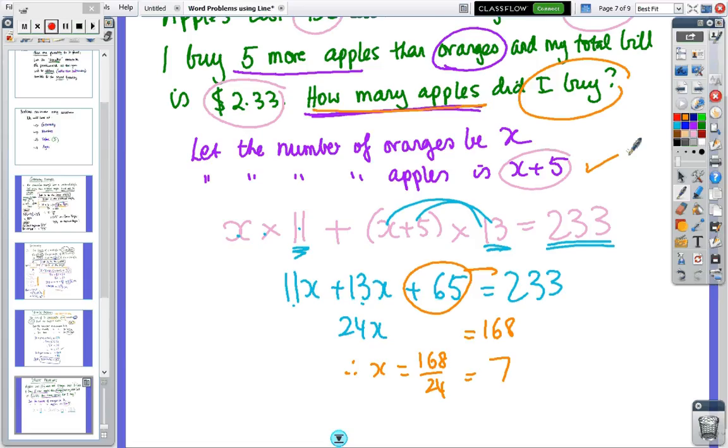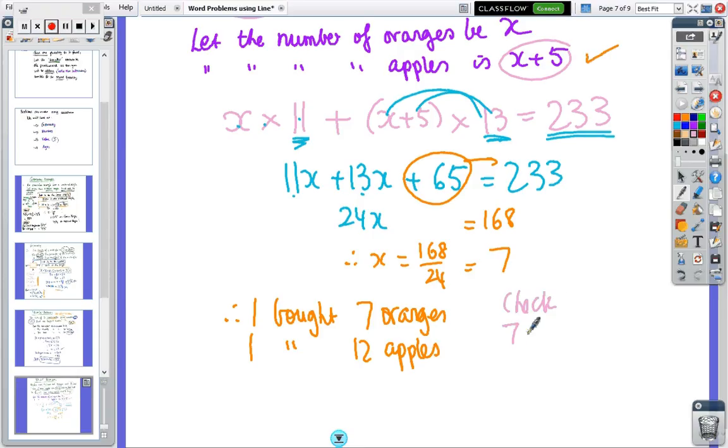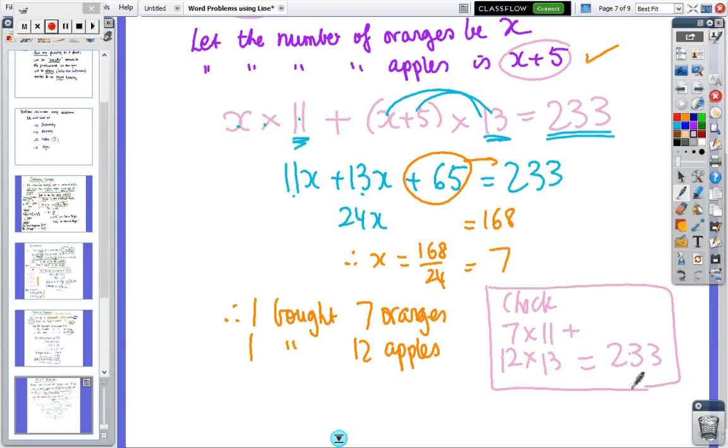Apples is x plus 5. So therefore, I bought 7 oranges, not the answer I want, and I bought 5 more apples, which is 12. Let's have a look at the check. 7 times 11 plus 12 times 13. If you put that on your calculator, you get 233. And that's the check. Okay, copy and come across when you're ready.